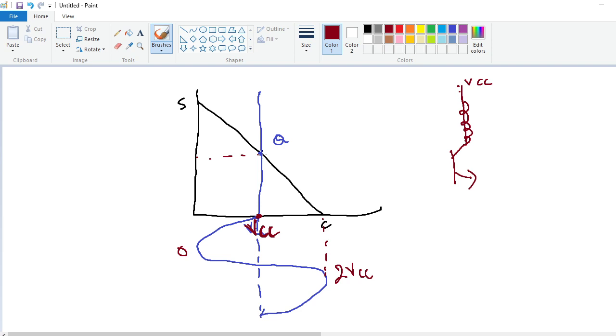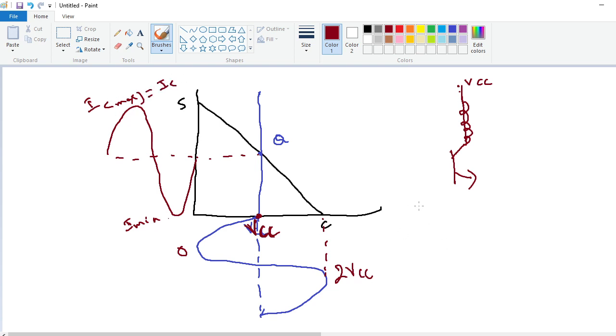But current, simply, this is IC maximum, this is IC minimum. So I minimum is equal to 0, and I maximum is equal to IC.